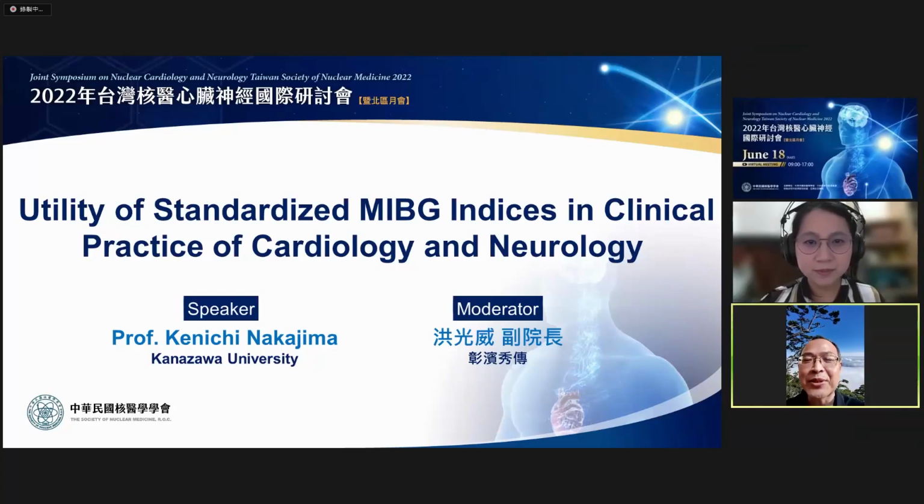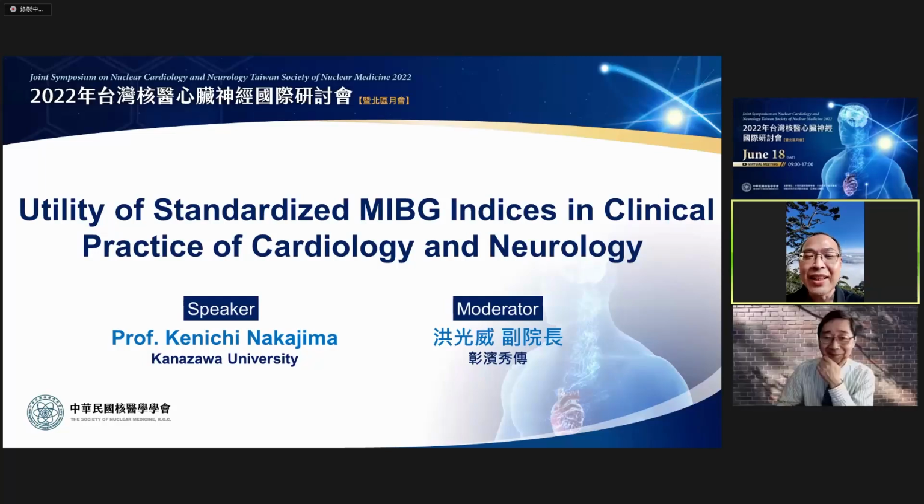It's my great honor to introduce the next speaker, Professor Kenichi Nakajima. Professor Nakajima is now the professor of the Department of Functional Imaging and Artificial Intelligence at Kanazawa University. Maybe many of our colleagues know Professor Nakajima very well. He has been a very excellent and well-known nuclear cardiologist, not only in Japan, but also in the world. Professor Nakajima was once the president of the Japanese Society of Nuclear Cardiology.